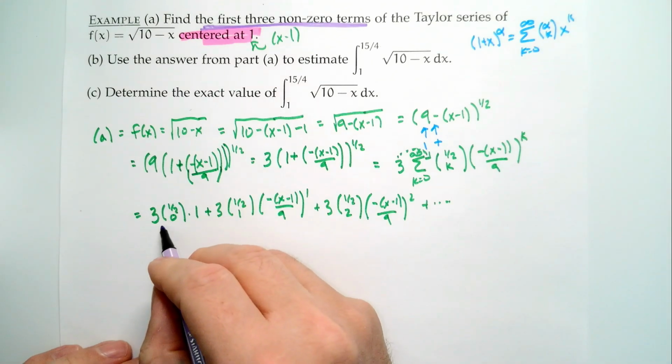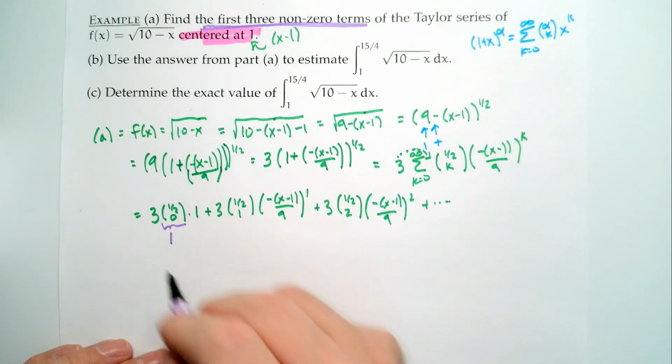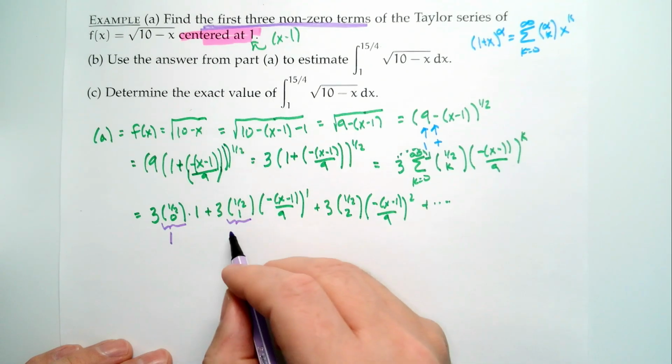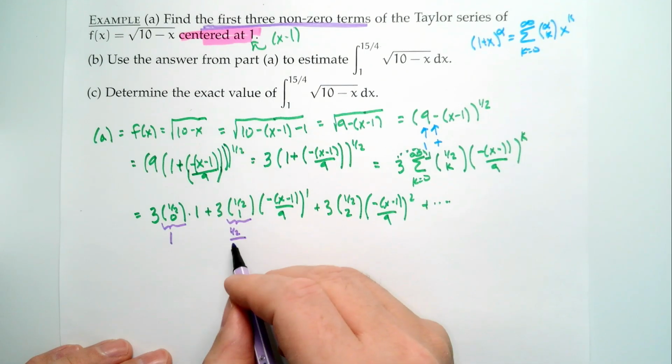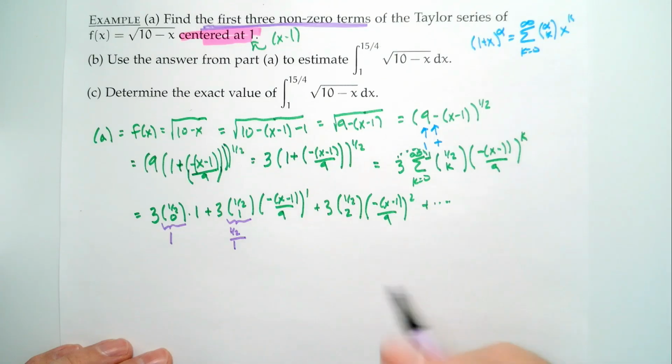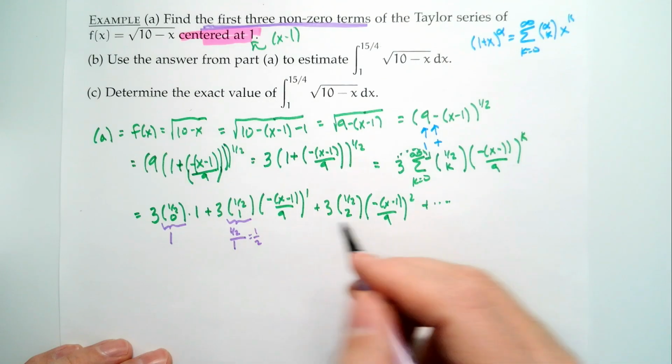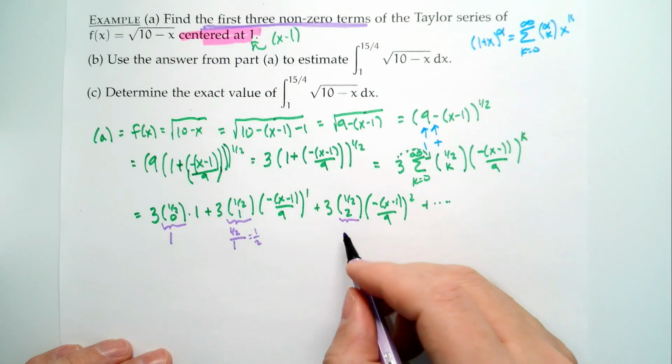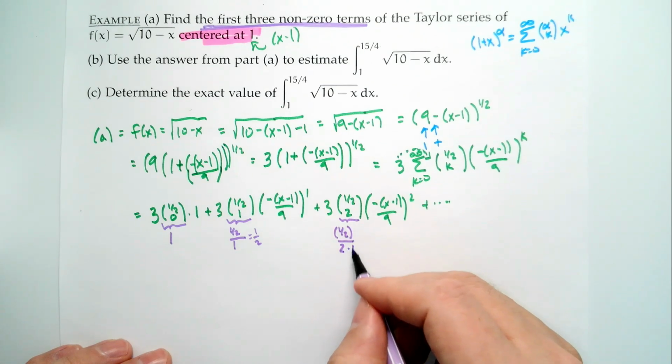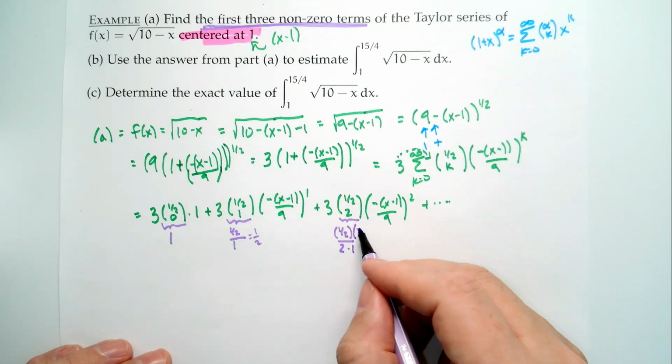Well, a half choose 0 is 1. A half choose 1, well, that's a half upstairs over 1 downstairs. And then we're okay. Good. So this is a half. A half choose 2. That's a half, and then downstairs 2, but we need 2 terms. So 2 times 1, and a half minus 1 is minus a half.